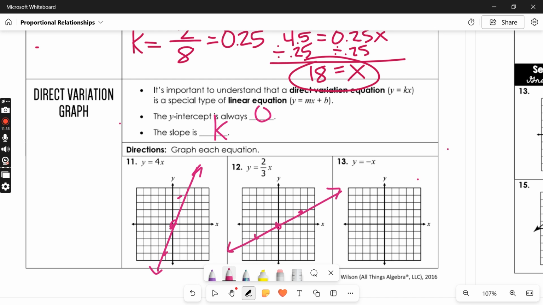Lastly, we have y equals negative x. Again, this is going to start at the origin. And it's going to go down 1, right 1 as many times as it can, and up 1, left 1 as many times as it can. And then draw your line.